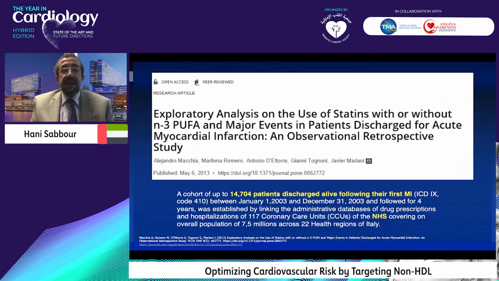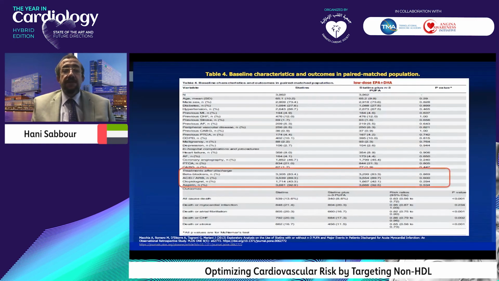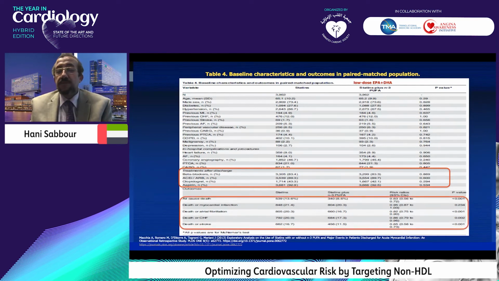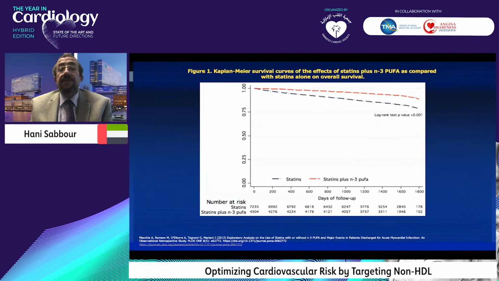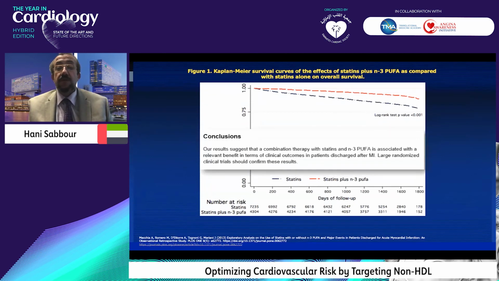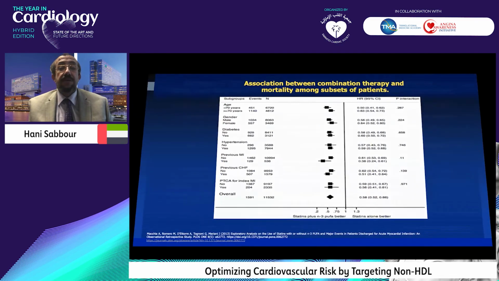Many recent analyses have looked at this, including patients post-MI in the NHS. And I know this is very small and difficult to read, but again, those patients who received the 1 gram of EPA DHA on top of statins actually had a significant reduction of their long-term outcome in all-cause mortality, CV death, MI, or stroke. And the survival with the omega-3 combination compared to statins alone was significantly different over the course of a very long period of follow-up as well.